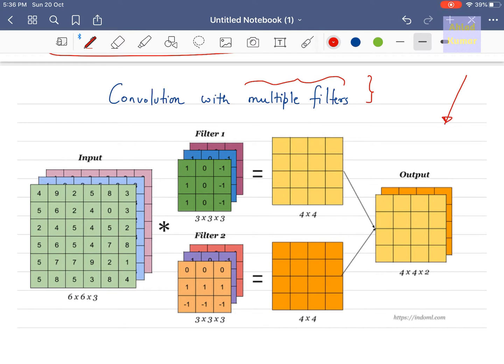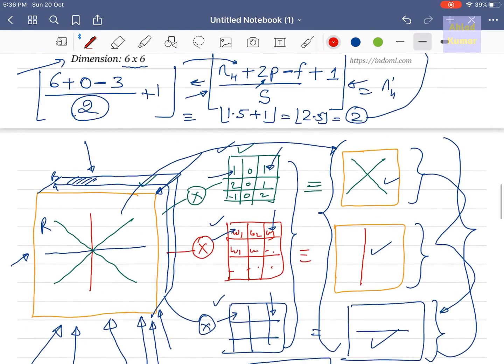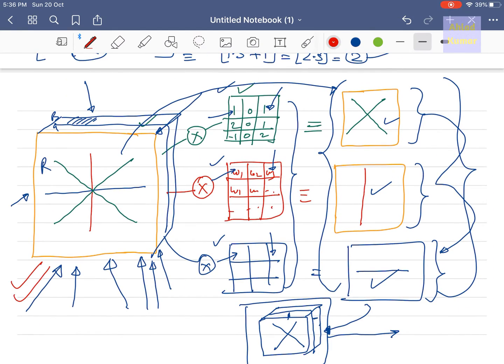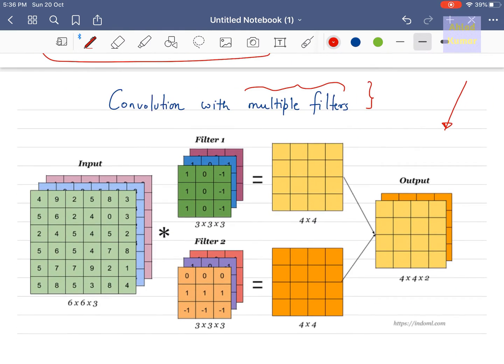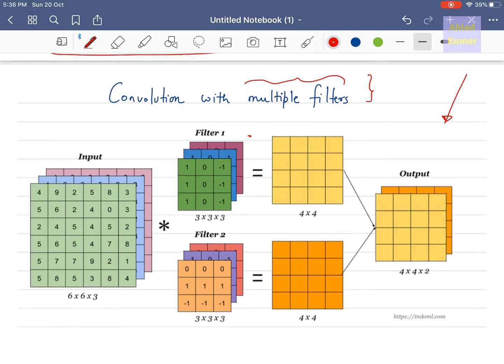Now, with multiple filters, this is somewhat similar to the one we discussed earlier, but in that case what we had was a single grayscale image, and we were convolving with multiple filters that detect diagonal, horizontal and vertical edges. So when we extend this idea from a grayscale image to volumes, it will be like this. As you can see, we have 2 different filters. Let us say this filter detects the diagonal elements and this filter detects the vertical elements of this image.